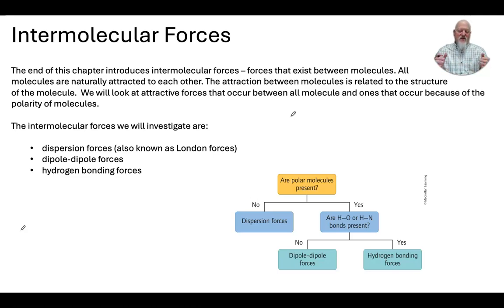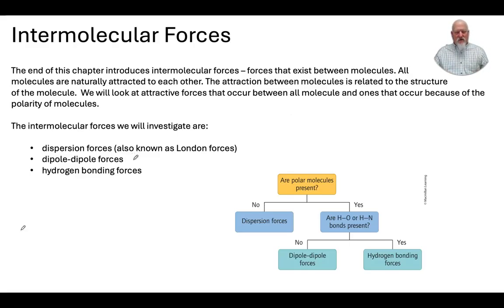There's going to be these things called dispersion forces, which are also called London forces. And those are going to be the forces that occur between all molecules. But if I've got nonpolar molecules, it's the only forces that hold nonpolar molecules together. Okay? But dispersion forces occur with all molecules.